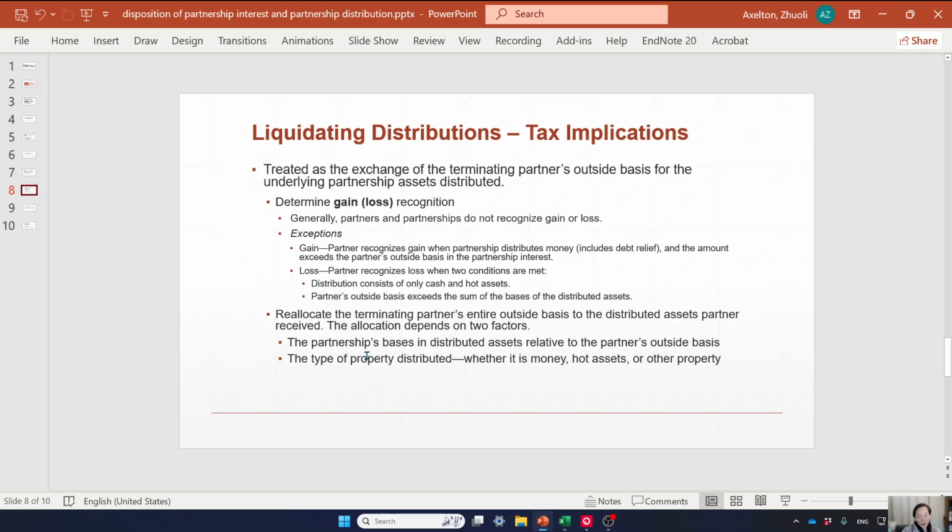The calculation is a little bit different, and also depends on the type of the property distributed, and whether it's money, hot assets, or any other property. So again, the calculation for liquidation distribution is pretty complex, and there are lots of details there that deserve special attention.